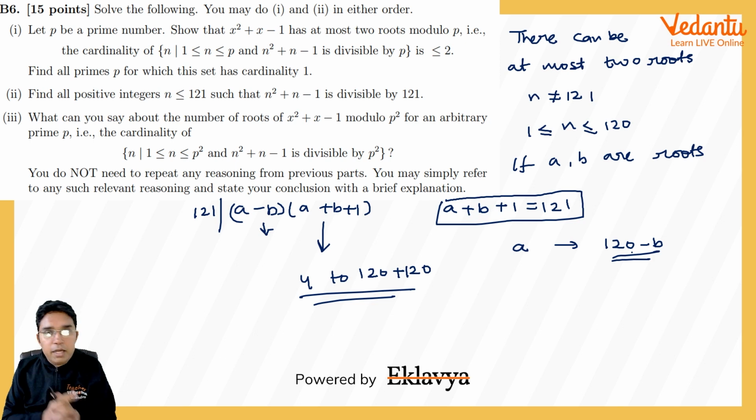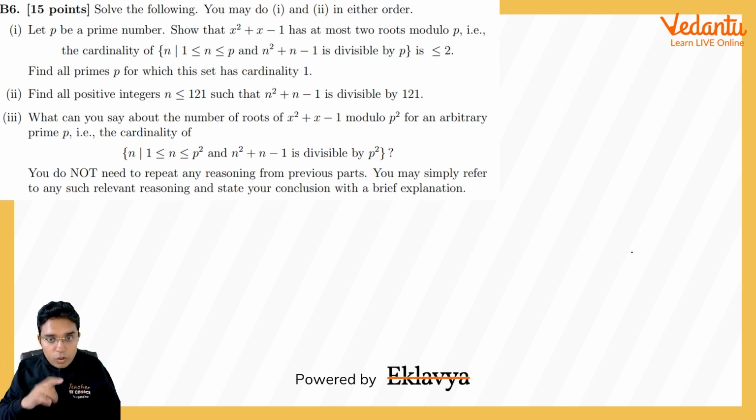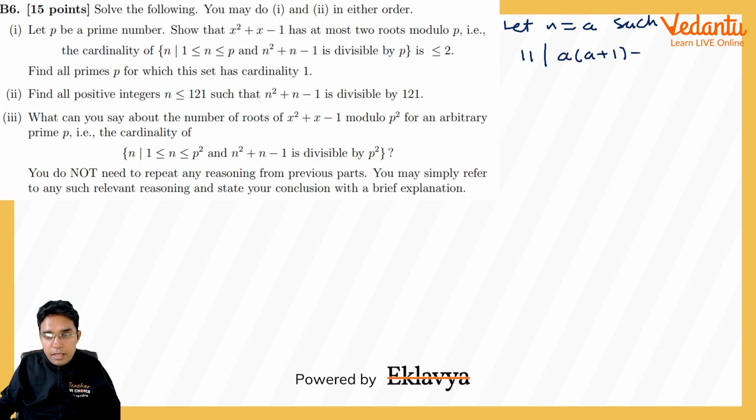Now to do that, I will not go directly by 121 because it's a big number. We will go with a smaller number. So let us first find some number a such that 11 divides a square plus a minus 1. Now it is very easy to see that a equal to 3 is the solution. 3 into 4, 12 minus 1, 11.